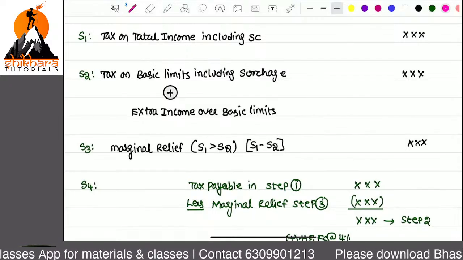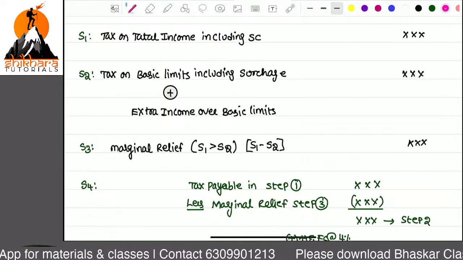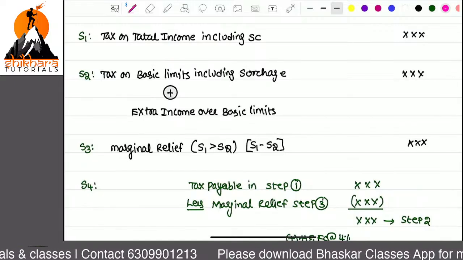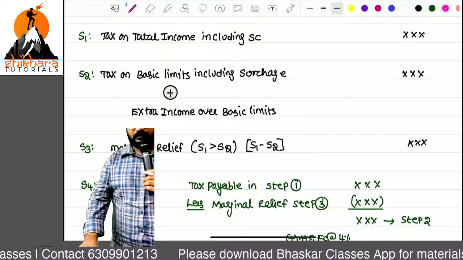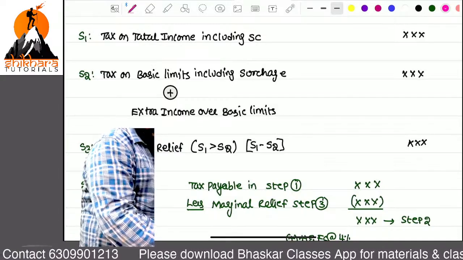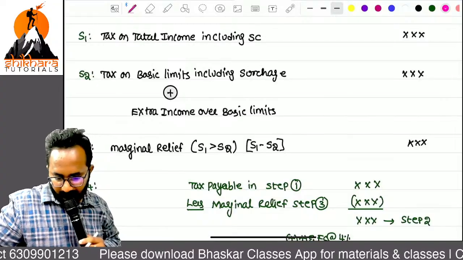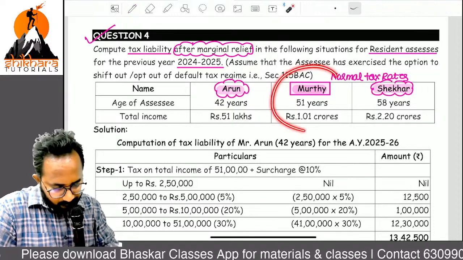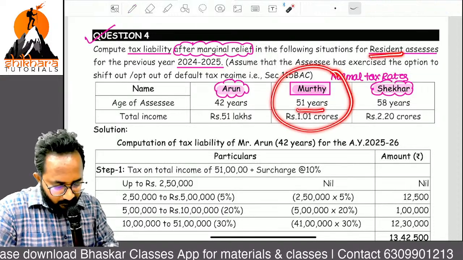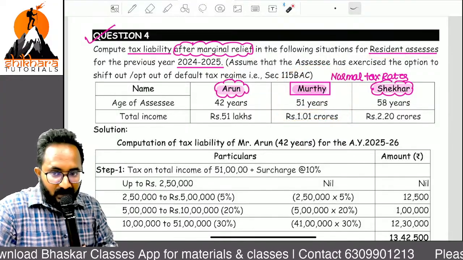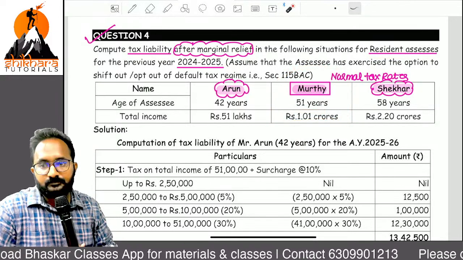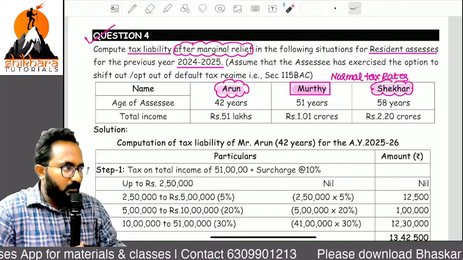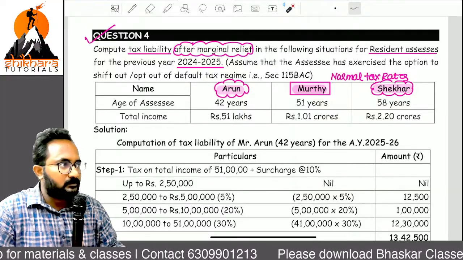Yes, 10 minutes only the time. Now 11:25. Please try online also. Okay, question please. This is only the question. Murthy question you have to do ma. 51 years resident SSE and 1 crore 1 lakh, not 1 crore 10 lakh.